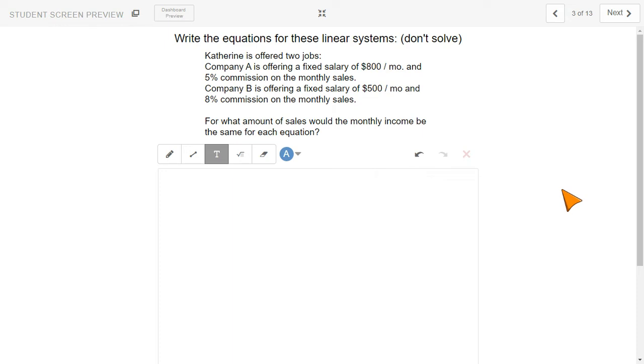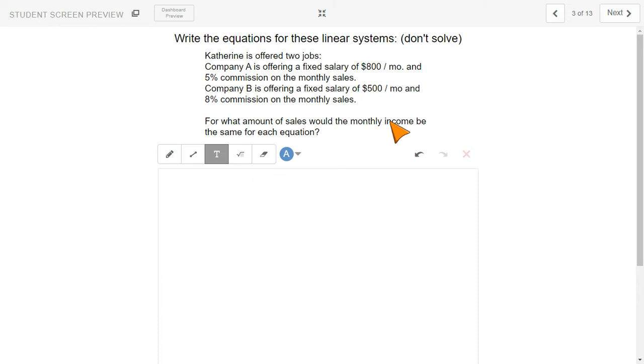For the next couple of examples, I want us to write the equation, but not solve them. Because we know how to solve, it's just setting up the equations that are going to be the tricky part for today's lesson. Right now, we have Catherine has two job offers. Company A is offering a fixed salary of $800 a month and 5% commission on the monthly sales. Company B is offering a fixed salary of $500 per month and 8% commission on the monthly sales. For what amount of sales would the monthly income be the same for each equation?